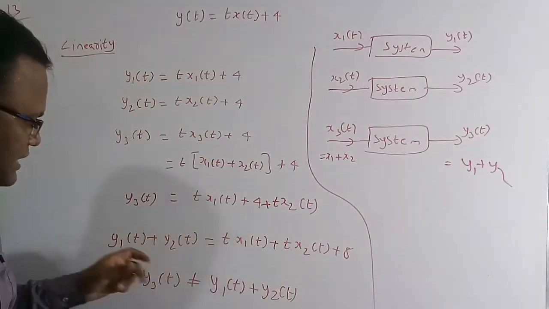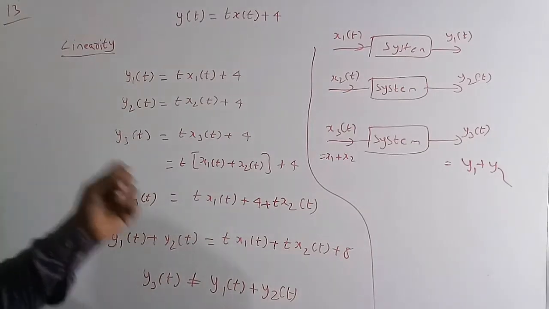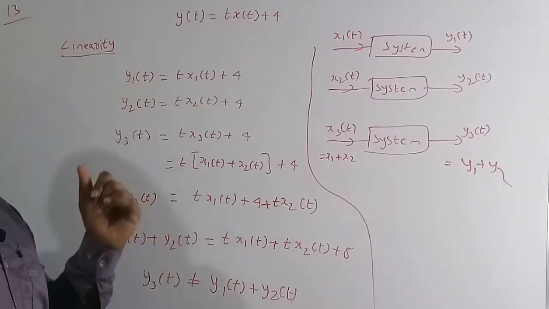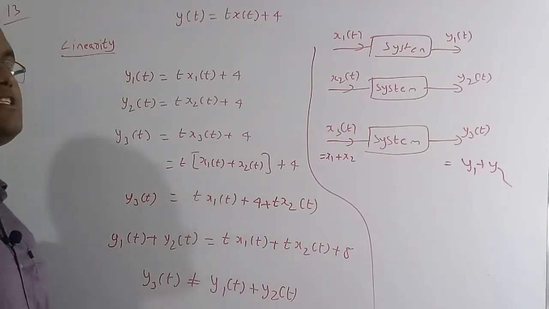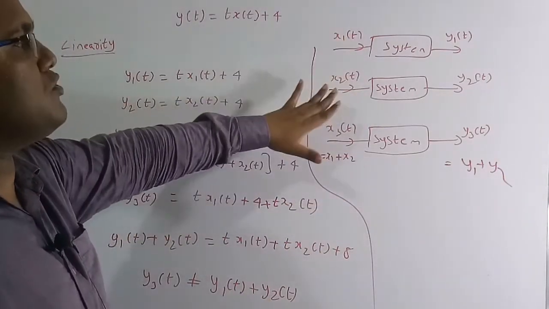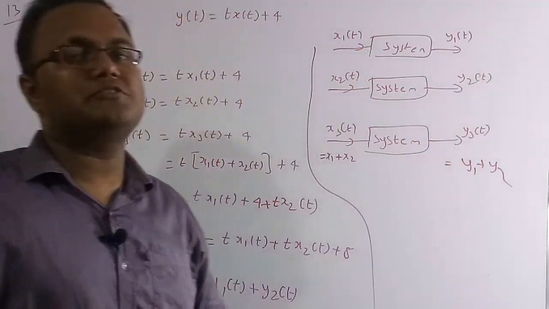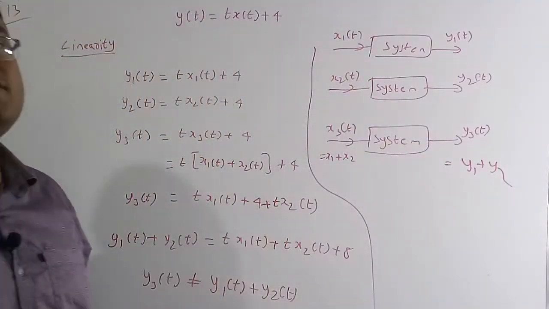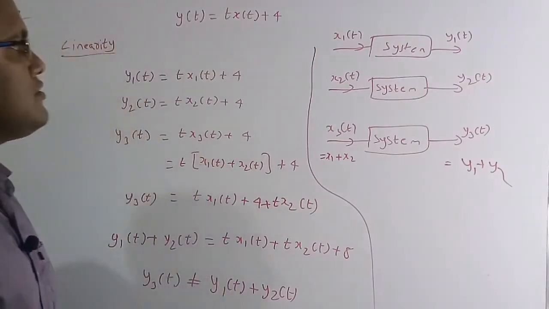So if you see carefully, the summation of the two previous outputs is not equal to the y3 of t. So therefore we conclude that this system is said to be a non-linear system. Means whenever we are taking a new input which is the summation of the two previous inputs, the output is not equal to the summation of the two previous outputs. So we can blindly say this system is said to be a non-linear system.